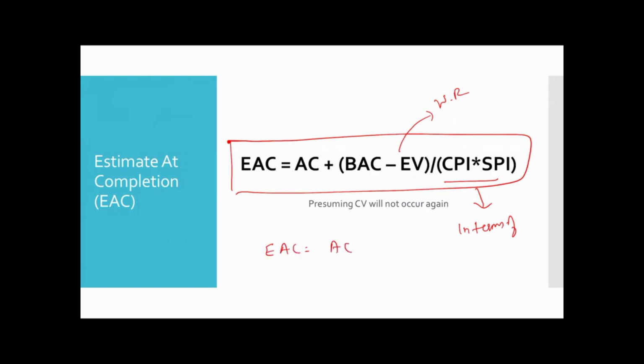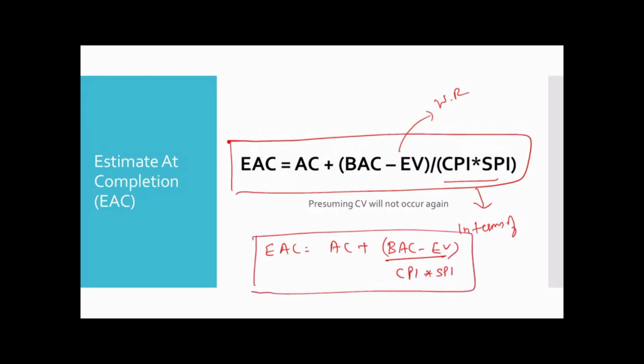EAC is equal to AC plus work remaining divided by CPI times SPI. I've also mentioned this in the dump sheet video, you can go and watch that video, it's uploaded on YouTube. It's going to look like this. Okay, remember in estimate at completion there will always be a plus sign. Actual cost plus something, actual cost plus something, remember that.